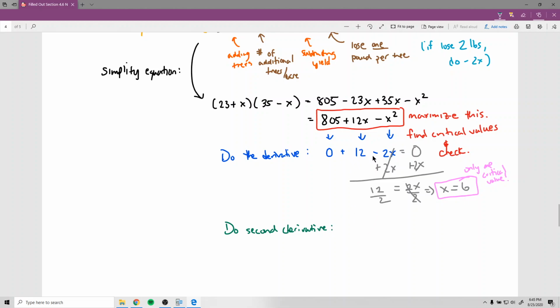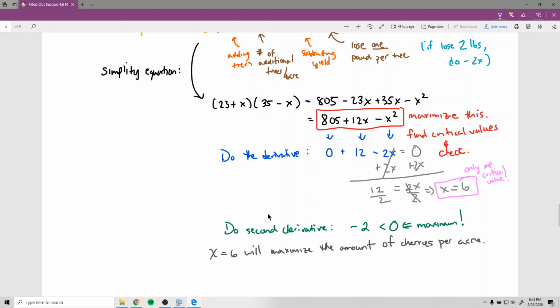Our first derivative is right here, so we're doing the derivative of what's in blue, and the derivative of 12 minus 2x is just negative 2, which is negative. Since it's negative, this is a maximum. We didn't have to plug in because the second derivative was just a number, but a negative number. What that's telling us is x equals 6 will maximize the cherry output, so it'll maximize the amount of cherries per acre.